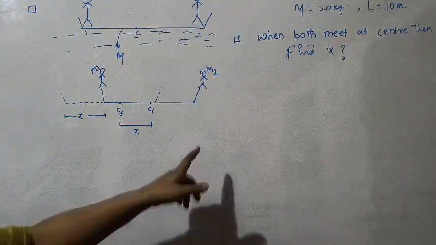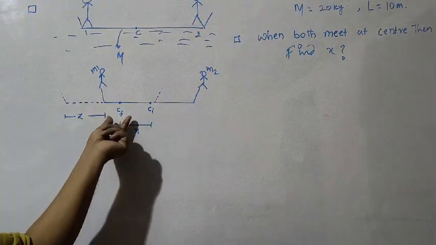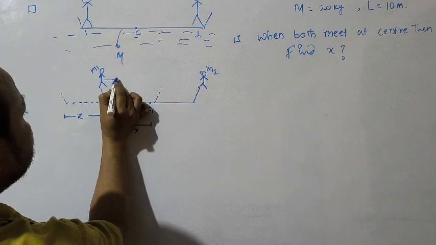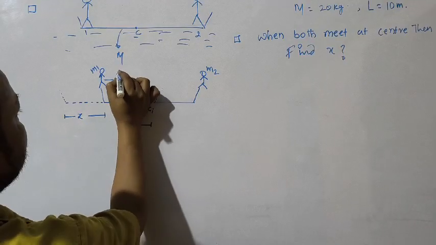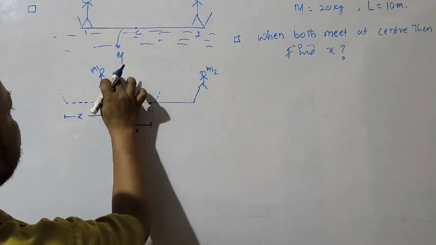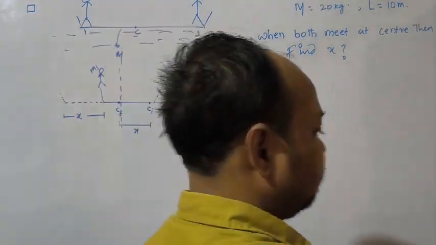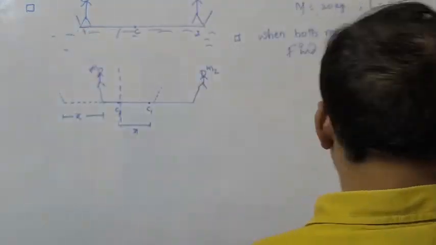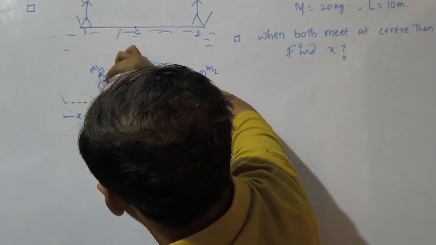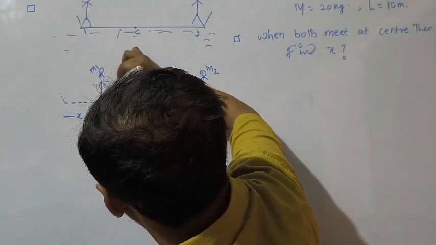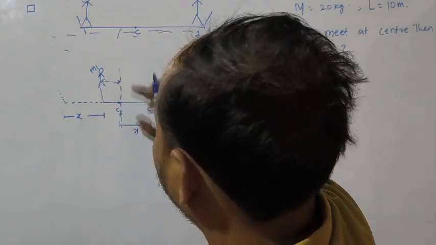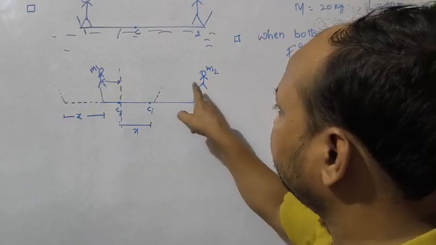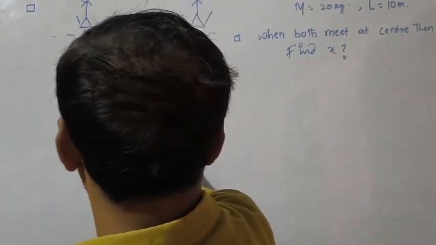Now they have to meet at the center. The new center is this. So this person has to cover this distance. Let me erase some here. So now this M1 has to cover this distance. I think this distance is visible. And this M2 has to travel this distance.